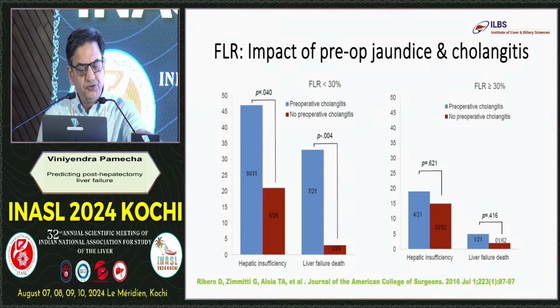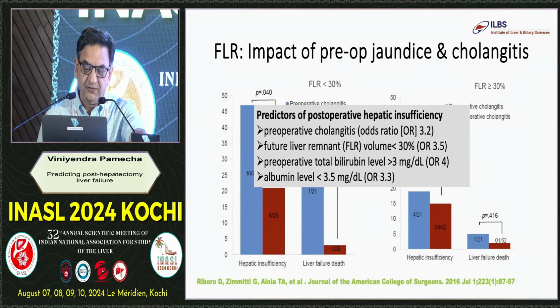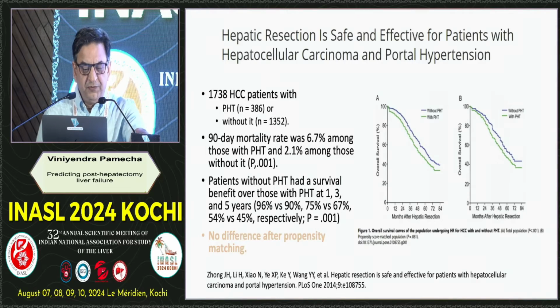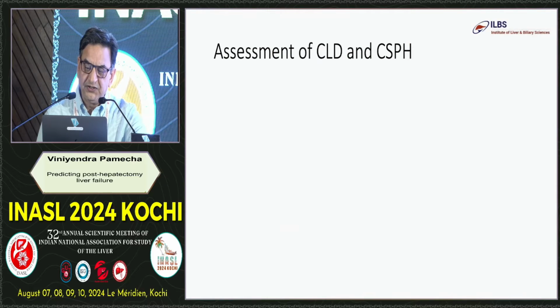So this is just to show the data on the impact of pre-op jaundice and cholangitis. They are major determinants of post-op hepatic insufficiency and mortality as well. Coming to chronic liver disease, most people will think that portal hypertension is a contraindication for liver resection, but that's not the case. There's a lot of data on patients undergoing liver resection for HCC with portal hypertension, and on propensity matching it shows that the survival is similar as well.